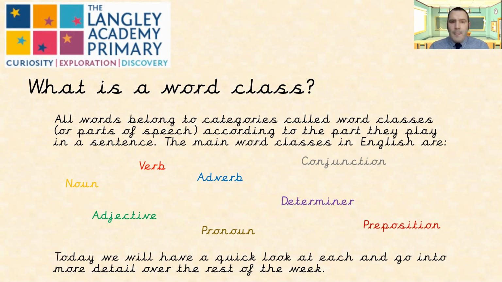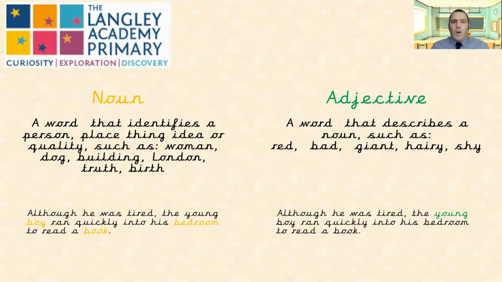So a noun is a word that identifies a person, place, thing, idea, or quality, such as woman, dog, building, London, truth, birth. So the example sentence we've got underneath it. So in yellow, those are the nouns that we've used in that sentence. Although he was tired, the young boy ran quickly into his bedroom to read a book.